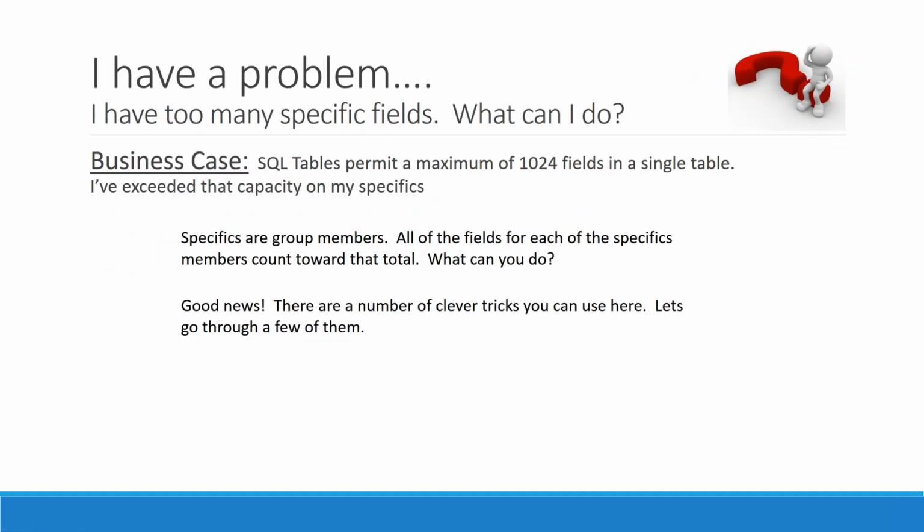The next thing: I have a problem. I have too many specifics fields. What can I do with this? Well, the business case in this is that SQL Server tables permit a maximum of 1,024 fields in a single table, and I've exceeded that capacity, or I'm getting very close to exceeding that capacity on my specifics. Specifics, for some people who may or may not know, are group members. So all of the fields for all of the specifics members count towards that total. And there are a lot of clever tricks that you can use to help minimize or work with that number. Let's look at a couple.